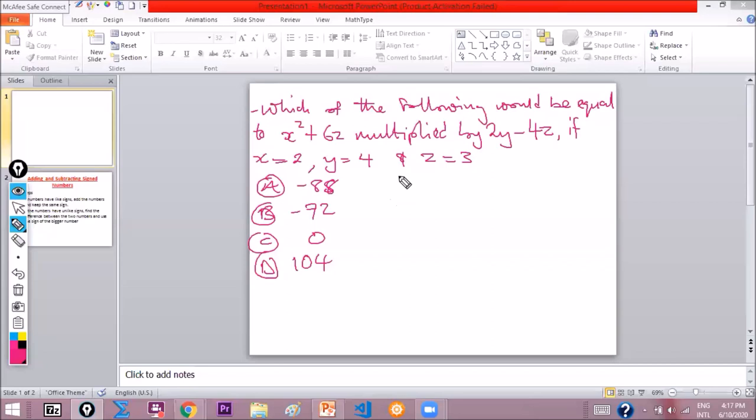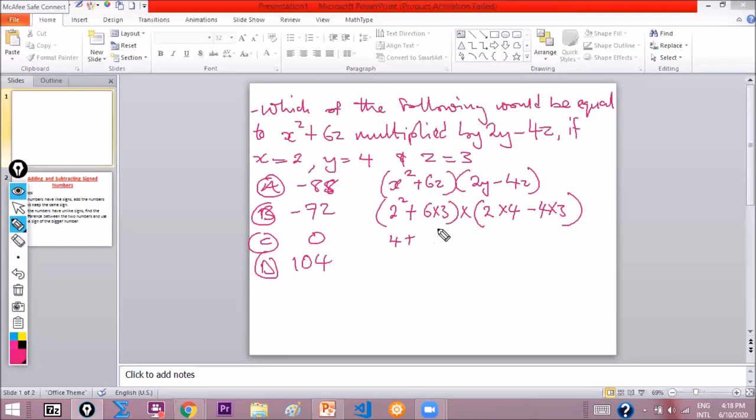Okay, so let's do this together. You have x squared plus 6z, all brackets, and you open the brackets, and you have 2y minus 4z. So x is 2, so we have 2 squared plus 6. What is z? Z is 3, brackets. This is multiplication here. 2 times 4, that's 2y, and minus 4. What is z? 3 times 3. So we have 2 squared is 4 plus 6 times 3, that's 18, times 2 times 4 will give us 8, minus 4 times 3, that will give us minus 12.